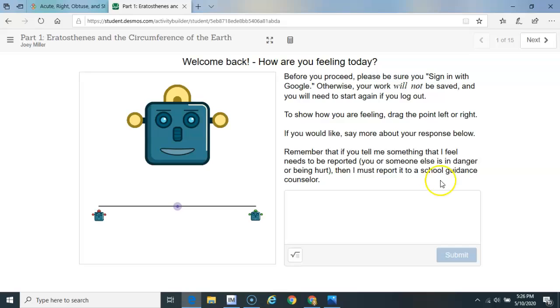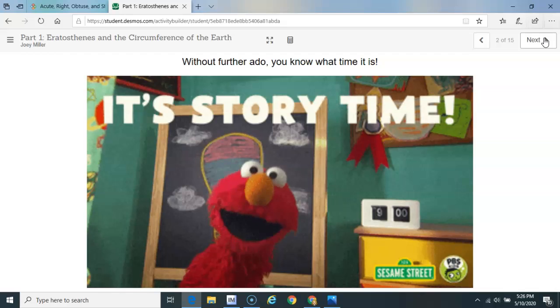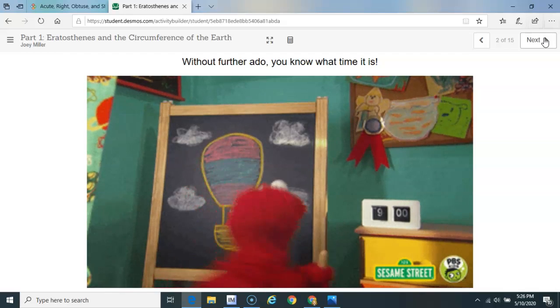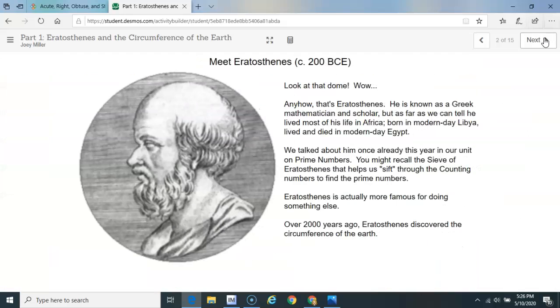And so a lot of this is just going through and reading what it says. You're not really learning new math. It's just kind of reading a story to you about circumference. And every once in a while it might ask you a question. And so just do your best. You're just being graded that you have done the activity. So this is a story, and it kind of talks about the circumference of the earth.